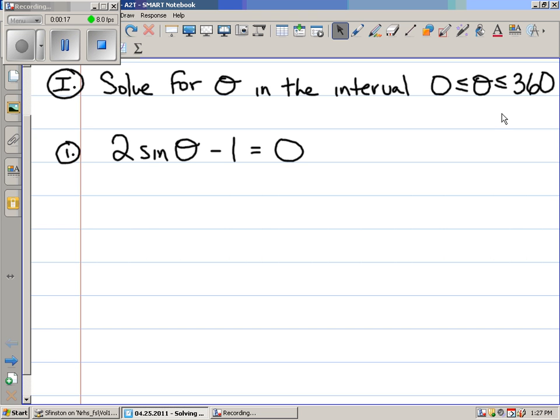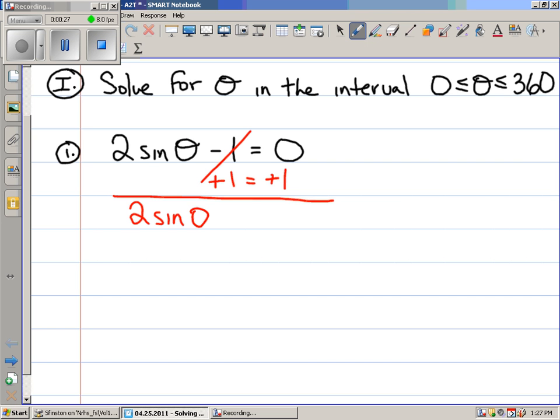So what do we do? What's step one? Add 1 to each side. Let's do it up. Add 1 to each side. 2 sine theta equals 1. Any ideas? What's next? Divide by 2. Sine theta equals a half.